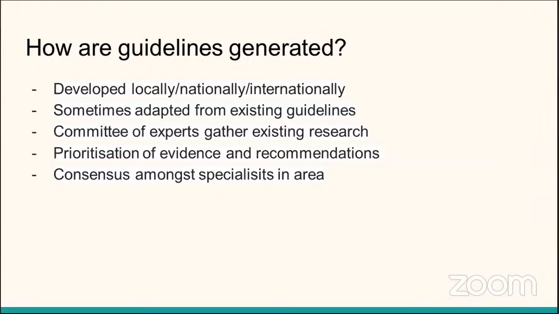So how are guidelines generated? So there's various routes that the guidelines we use are generated from. So some are developed locally, nationally, and then of course internationally. Sometimes they are adapted from existing guidelines, modified in small ways, large ways, depending on the specific guideline. So we can also have a committee of experts that gather existing research and modify it. So prioritization of evidence and recommendations, as well as consensus among specialists in the area.